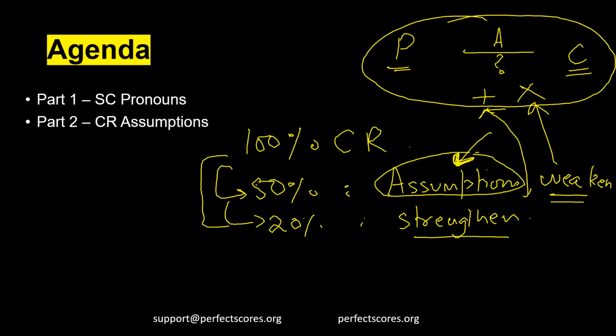So let's begin with sentence correction first. We still have about an hour to go, and we'll be covering sentence correction in that hour, and then we will be covering critical reasoning in the next hour. And at the end of the class, I'll be giving you questions for critical reasoning. I've already given you questions in sentence correction. It should be there on the course curriculum.